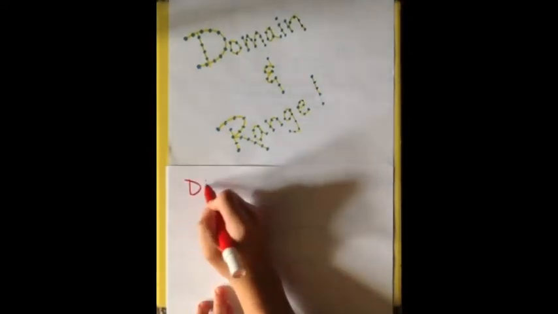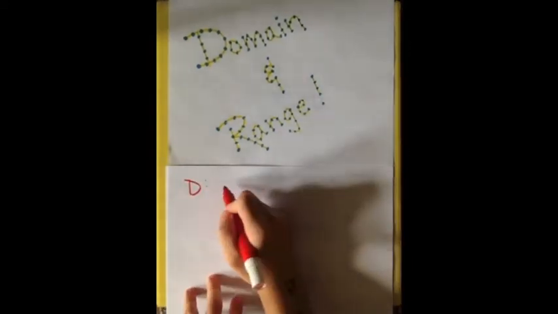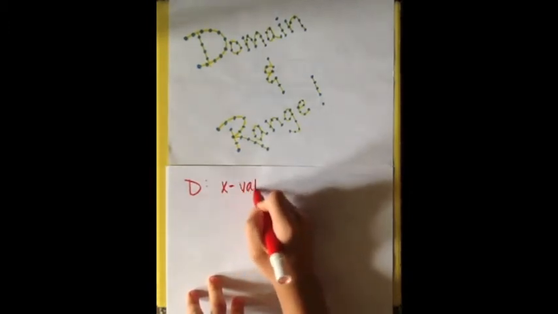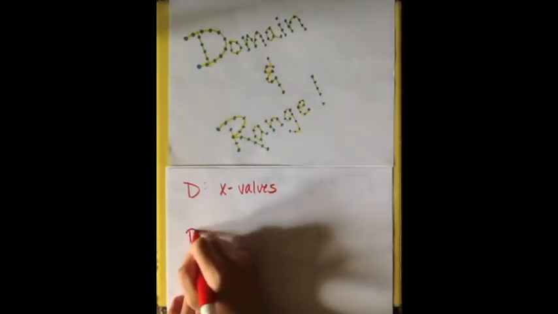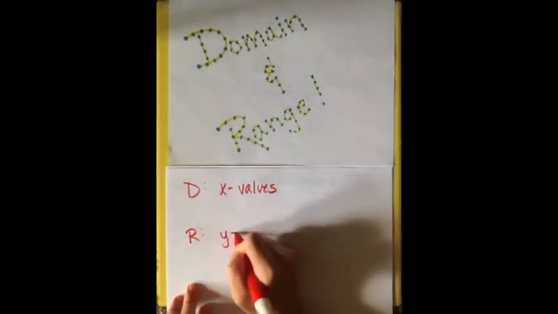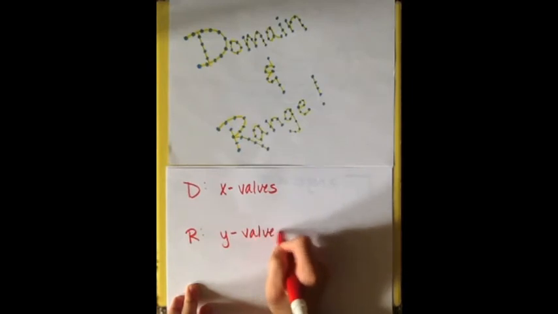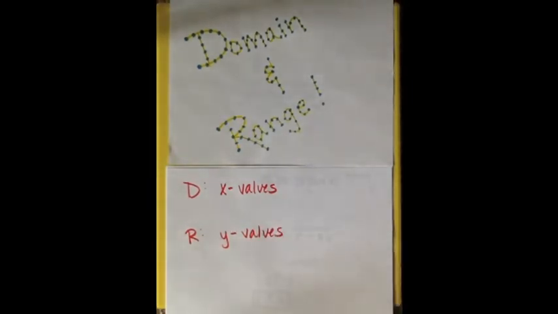Domain, remember, is all of the possible x values that a function can have. So all the x values for which it is actually defined. And your range then, process of elimination, is all the possible y values for which your function is defined. And it's not necessarily just functions, it can be relations also.